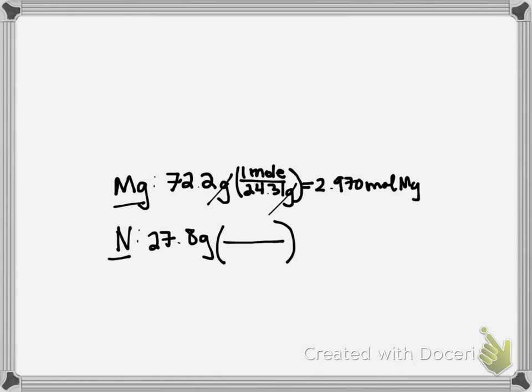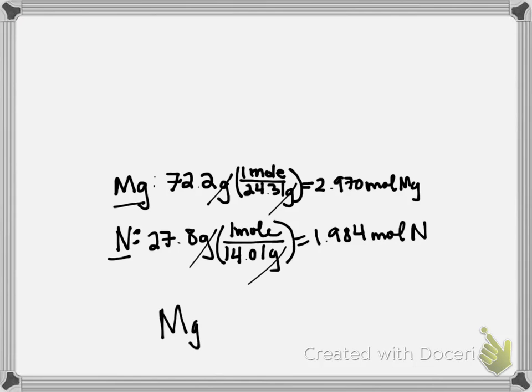Now let's calculate the moles of nitrogen, because we want to go from grams to moles so we can get a mole to mole ratio. So look on the periodic table, what's the molar mass of nitrogen? There's 14.01 grams, notice grams on top, grams at bottom, for every 1 mole of nitrogen. All right, so 27.8 divided by 14.01, it's almost 2, 1.984 moles of nitrogen. Okay, now I've got moles of magnesium, moles of nitrogen.